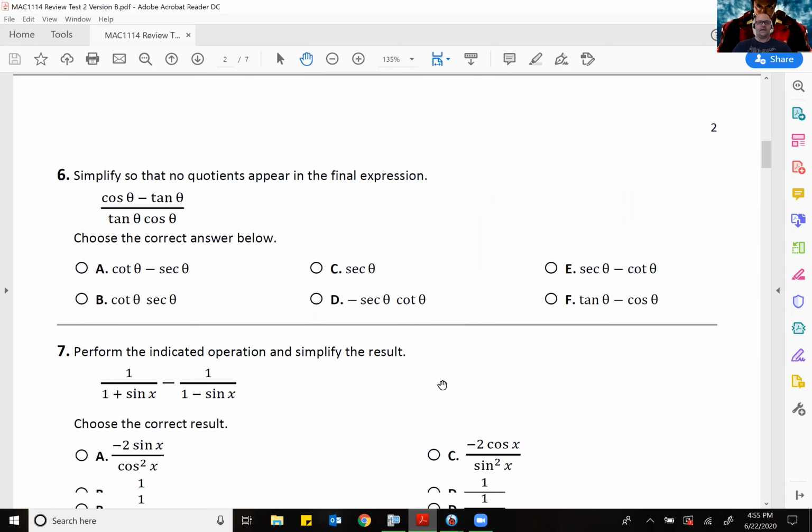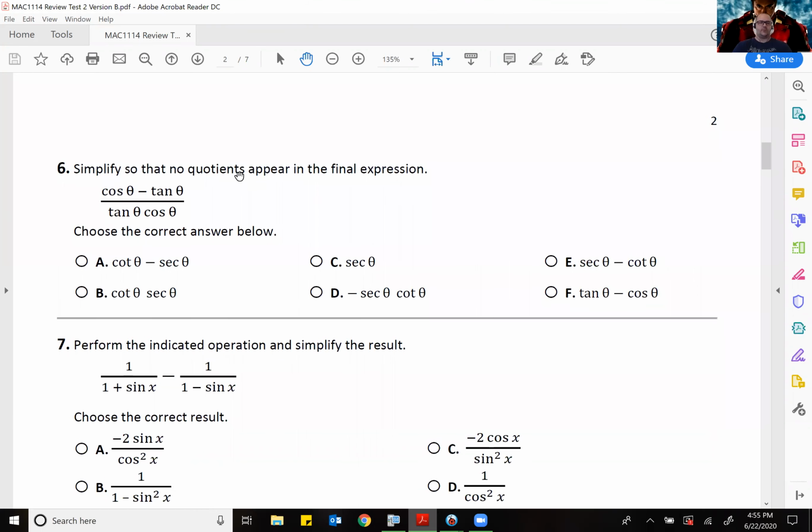Again, simplify so that there are no quotients, which means no division. We just want to take it so that everything is top heavy like these. So all of these are possible because it doesn't say that we have to be in sines and cosines. So cosine theta minus tan theta all over tan theta cosine theta.